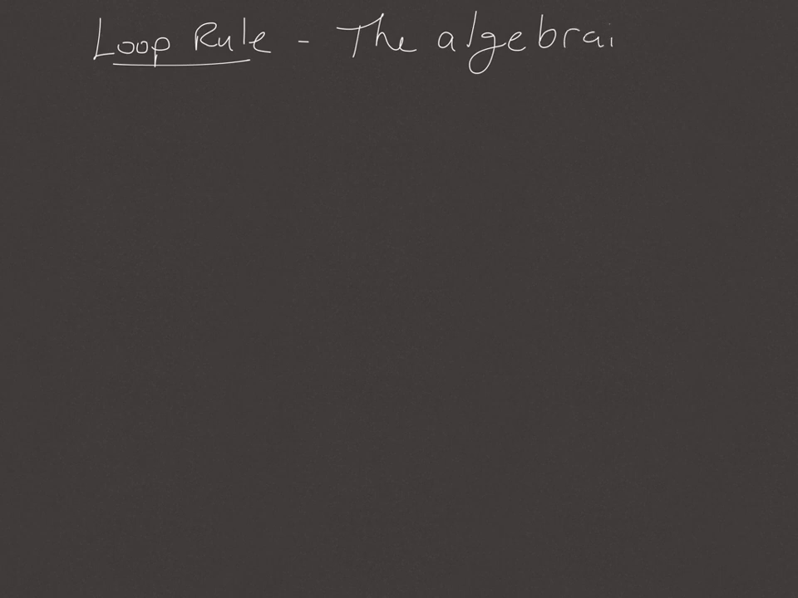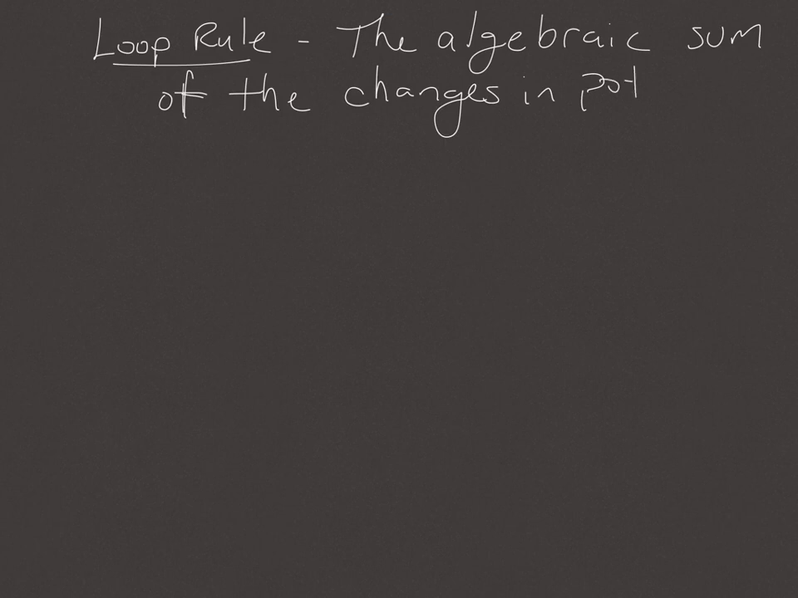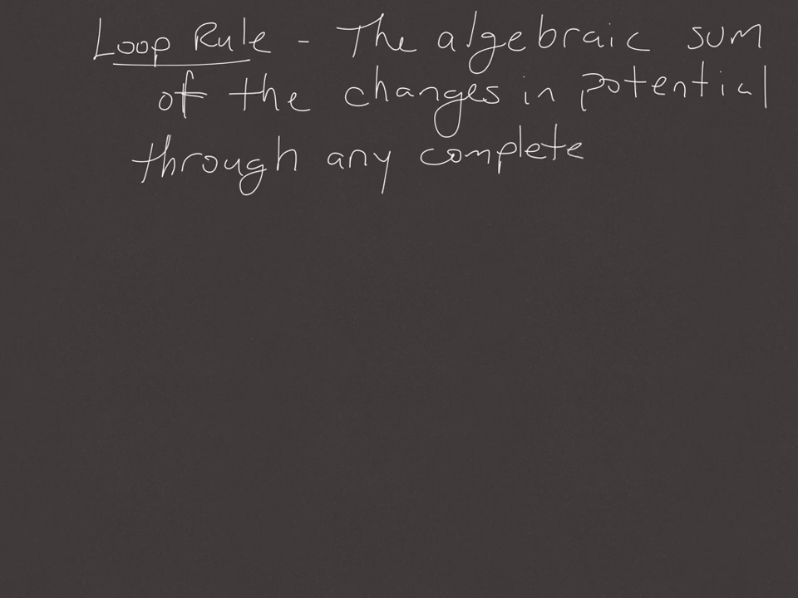We're going to apply the loop rule, which is the algebraic sum of the changes in potential through any complete loop must be 0. And we applied this last year.